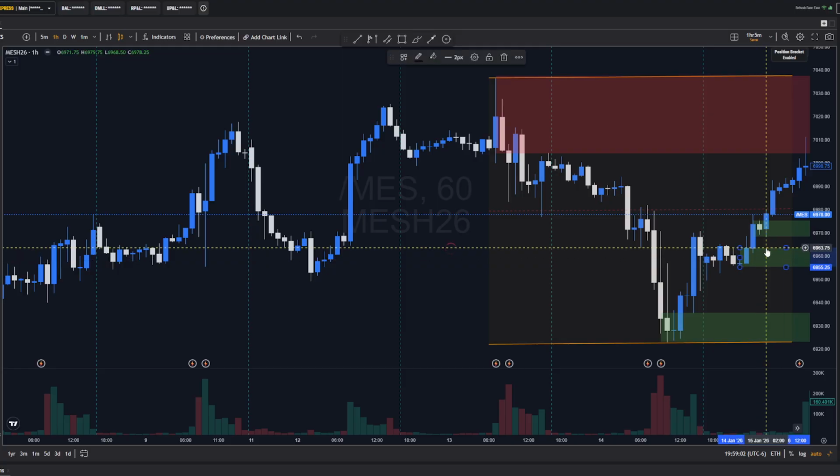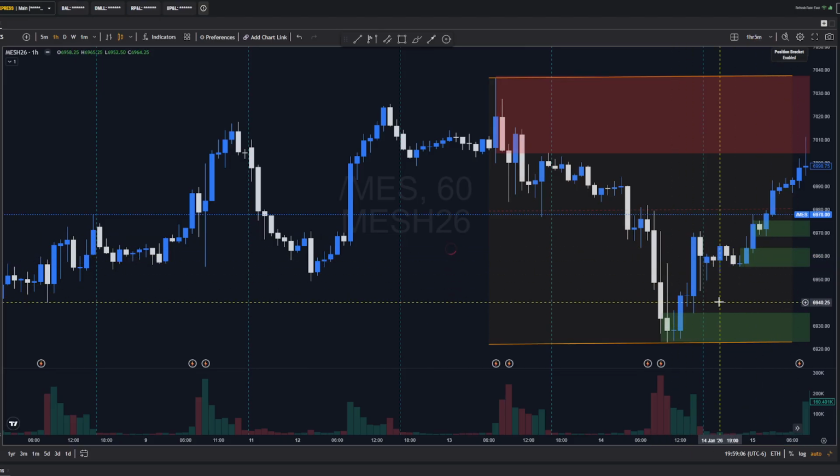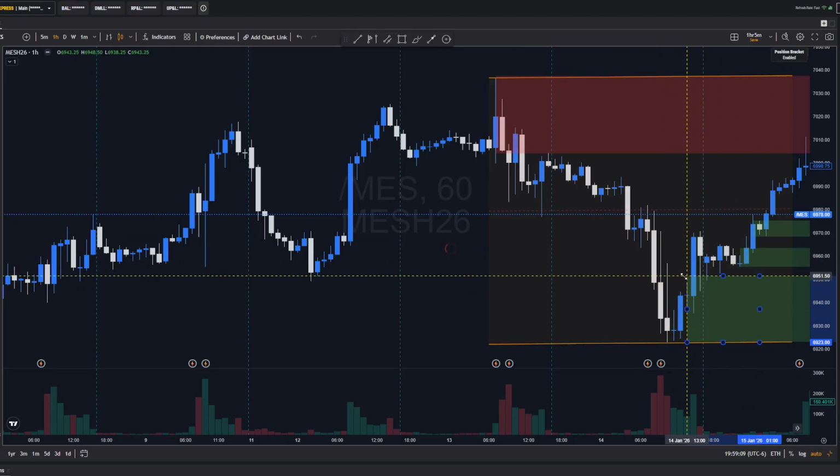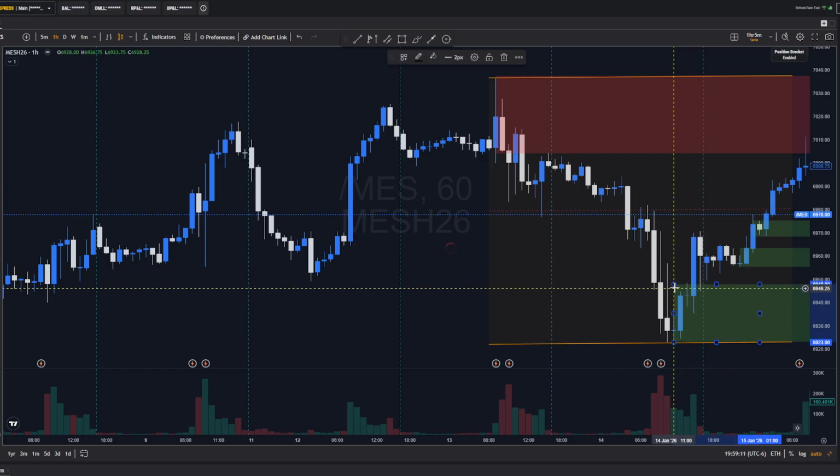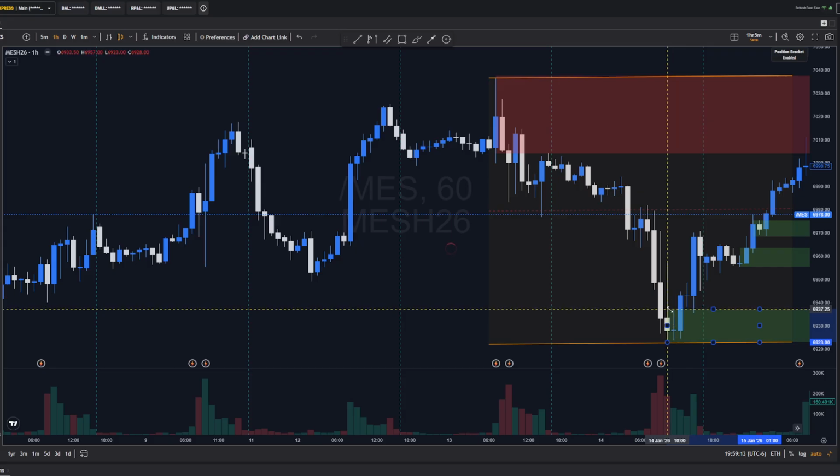If we didn't get a reaction from this zone, like if we came down here, I wouldn't trade in here because of all these wicks. I would look for the bottom originating zone.